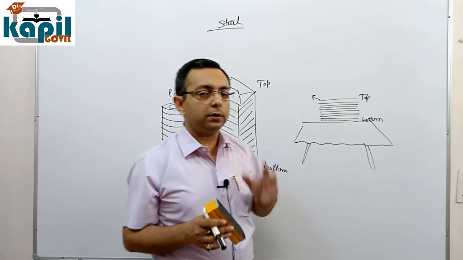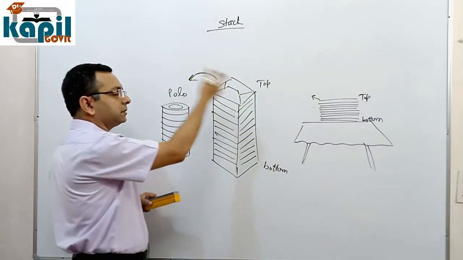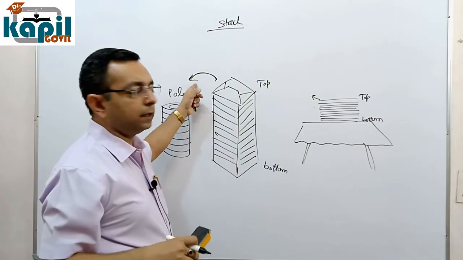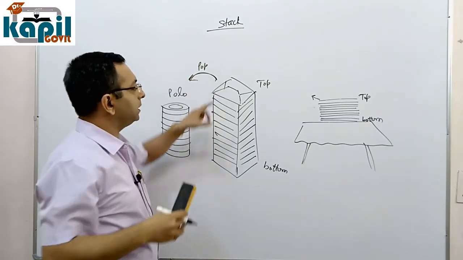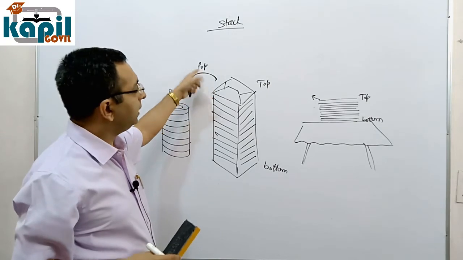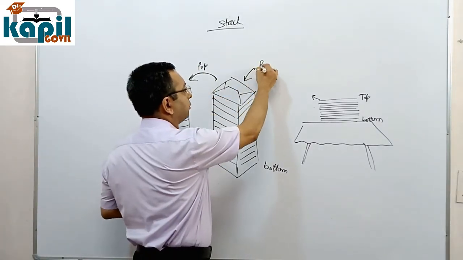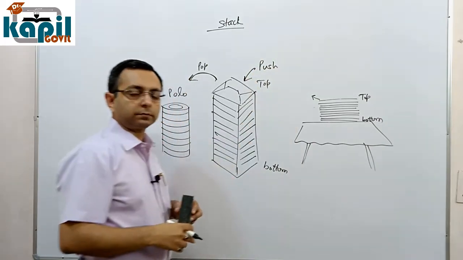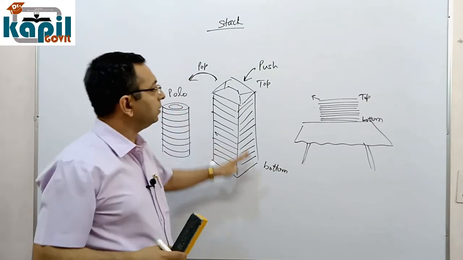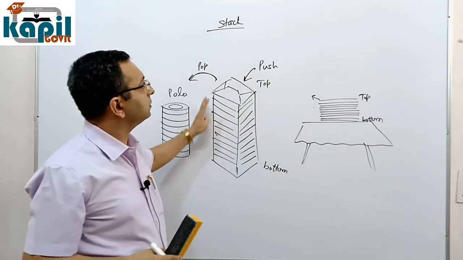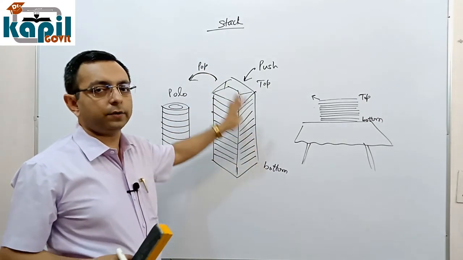So there are 2 operations. If you are pulling or extracting some data, then that operation is called pop, and if you are inserting any data, then that operation is called push. I hope these examples are now clear to you, and of course we will code for stack in later videos. This was just an introduction to stack.